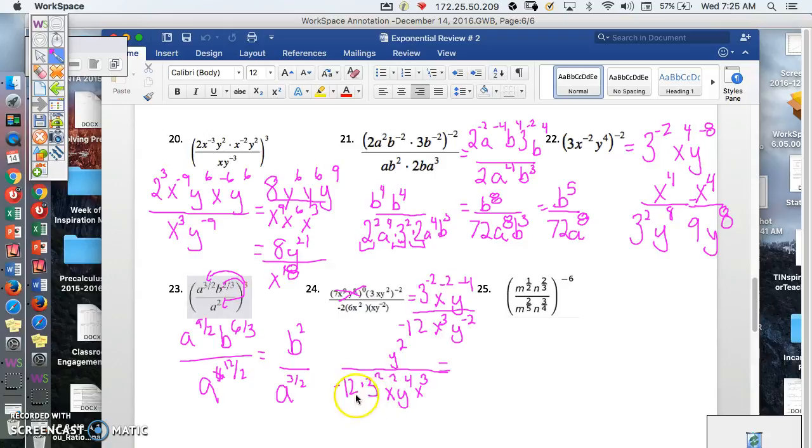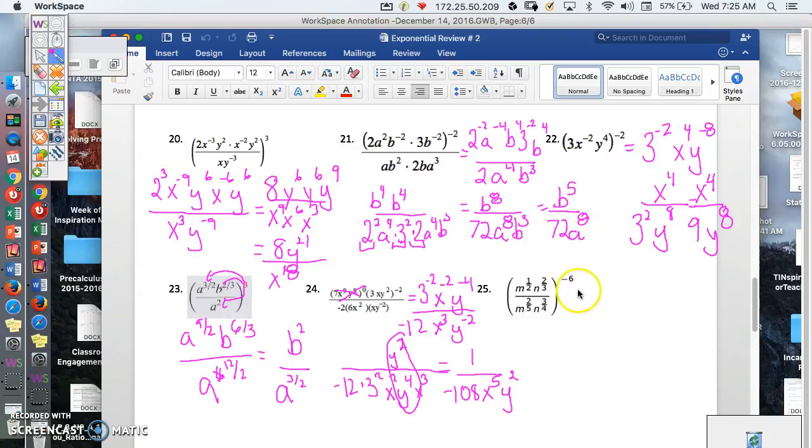And let's see, this is a tough one without a calculator, negative 12 times 3, but you could do that. 108. X, we have x to the 5th. And well, where are there more y's? On the bottom, so we have 1 and y squared.